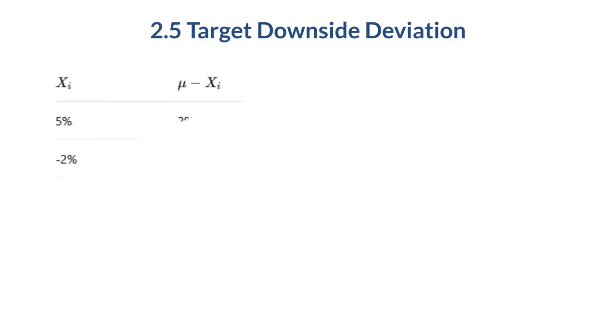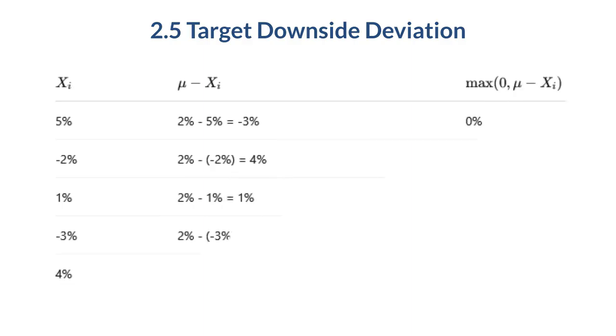The deviations calculated as max, 0, mu minus x sub i, are: 5%, no deviation, greater than target, so it's 0%. Minus 2%, deviation of 4%, since 2% minus minus 2% equals 4%. 1%, deviation of 1%, since 2% minus 1% equals 1%.